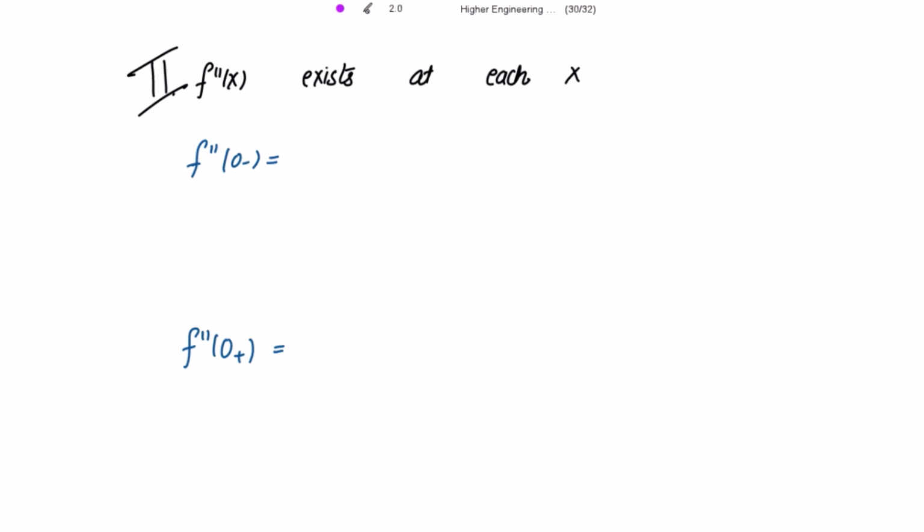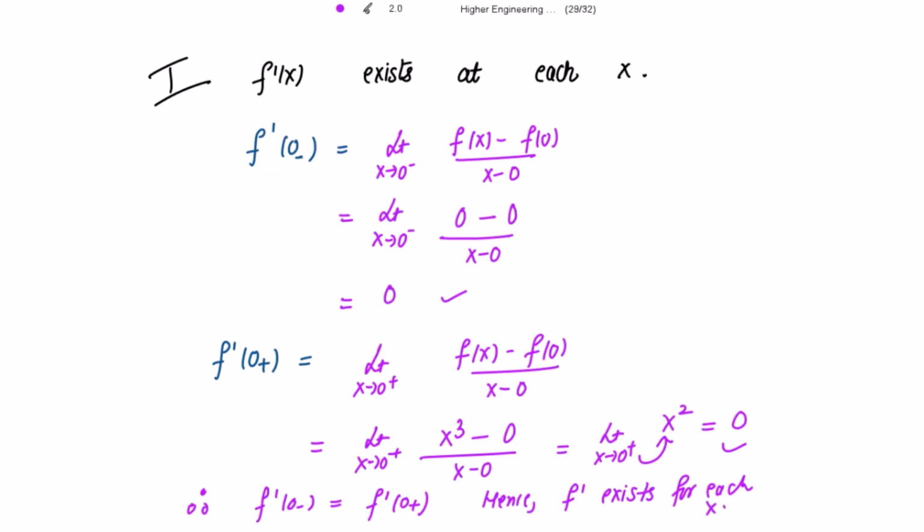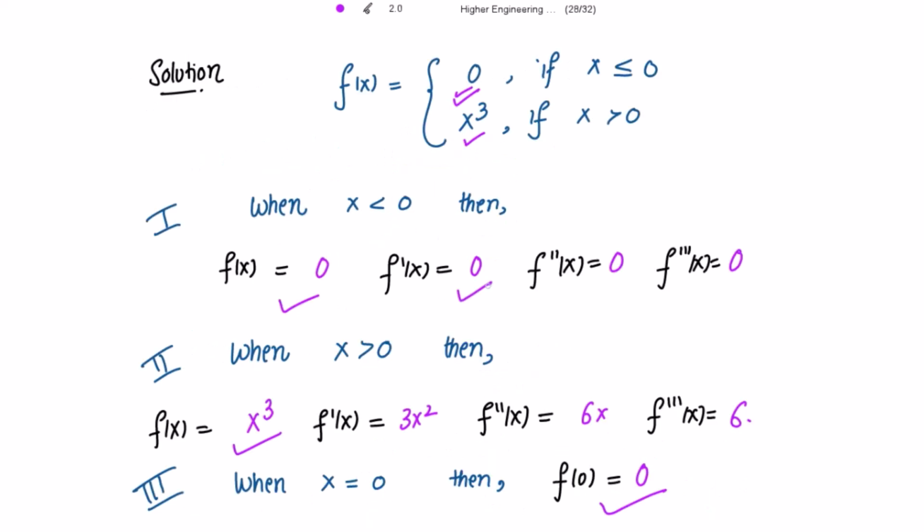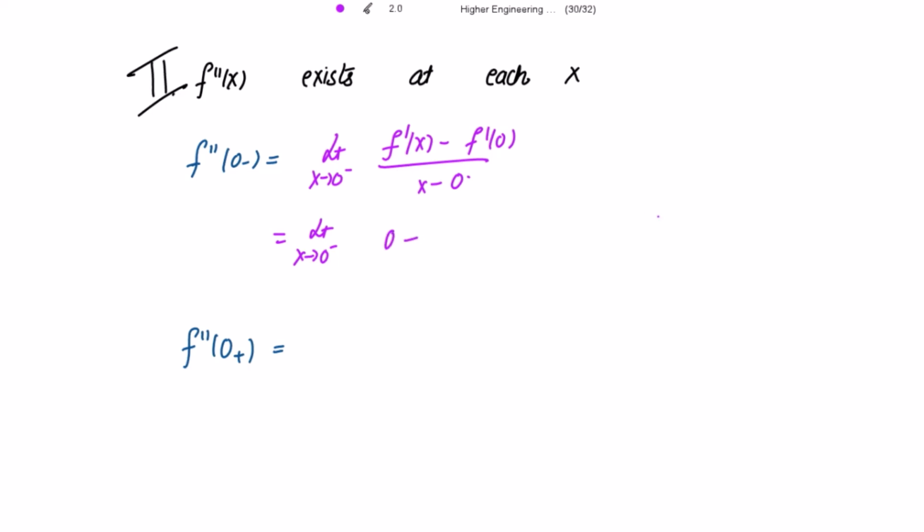So let's calculate the left hand second derivative. So that is limit x tends to 0 minus [f dash x minus f dash 0] divided by x minus 0. So that is equal to limit x tends to 0 minus, what is the first derivative for x strictly less than 0? It is 0. So this is 0 minus, because f of 0 is 0, so the first derivative at x equal to 0 is also 0. So f dash 0 is also 0, divided by x minus 0. So that gives us 0.